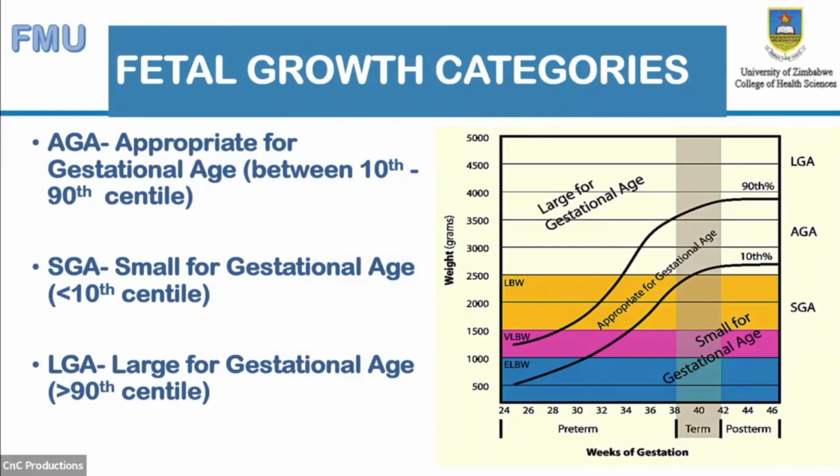When the growth is below the 10th percentile, we say it's small for gestational age, and when it is above the 90th percentile, we say it is large for gestational age.